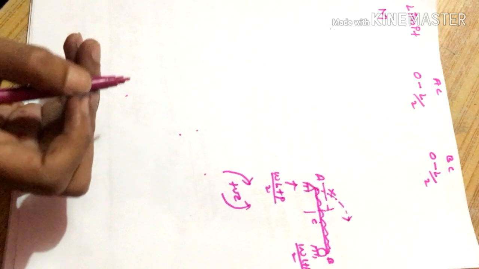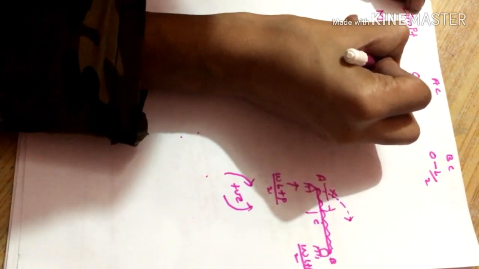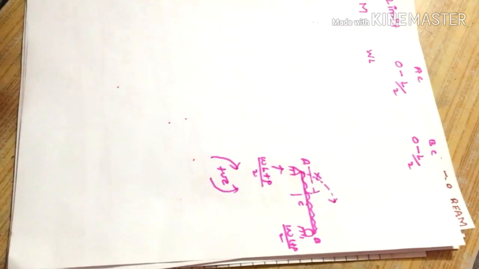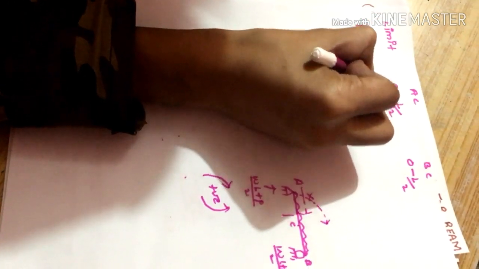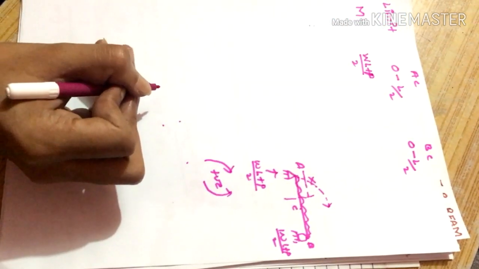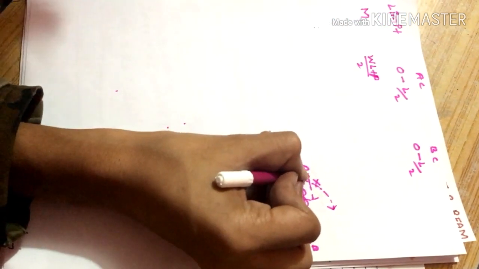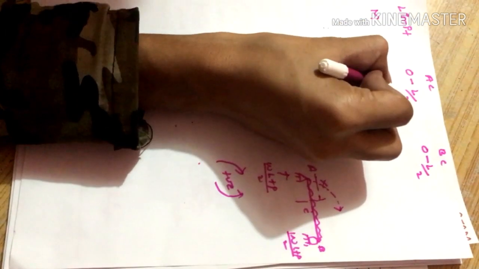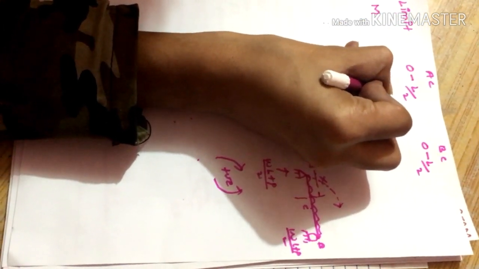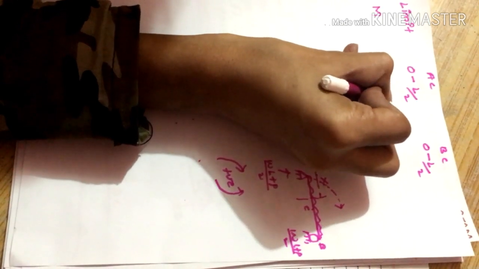Here, calculating the bending moment, that is (WL plus P) divided by 2 into distance. Here the distance is X because we have taken a section at a distance of X from A.